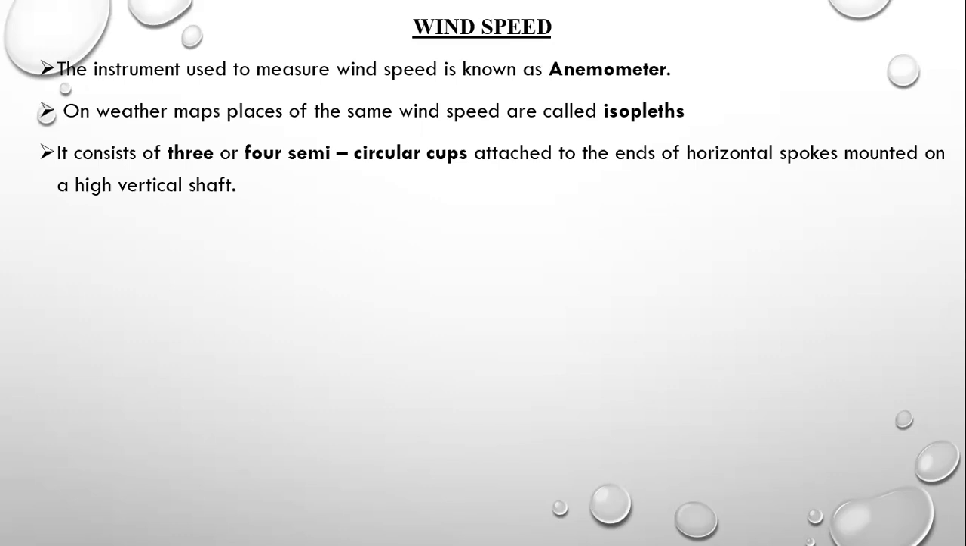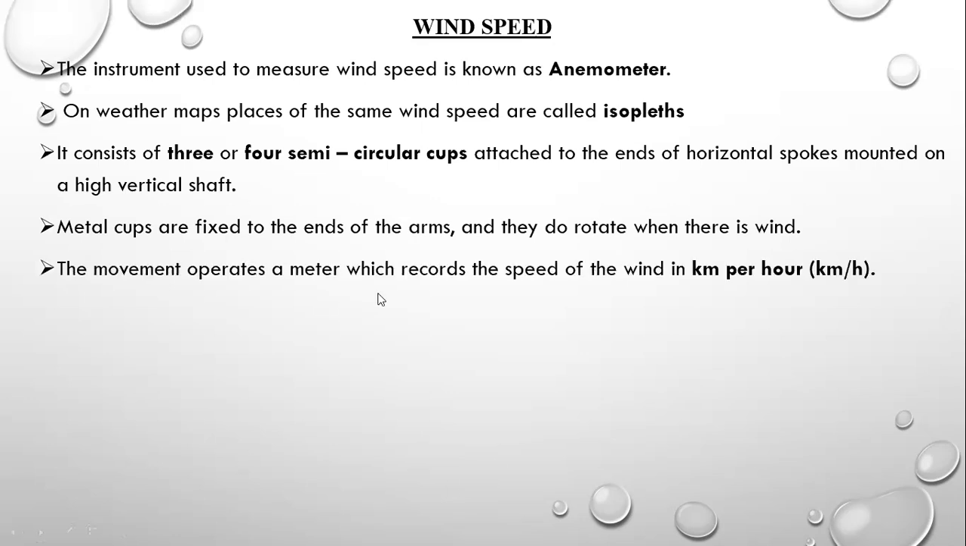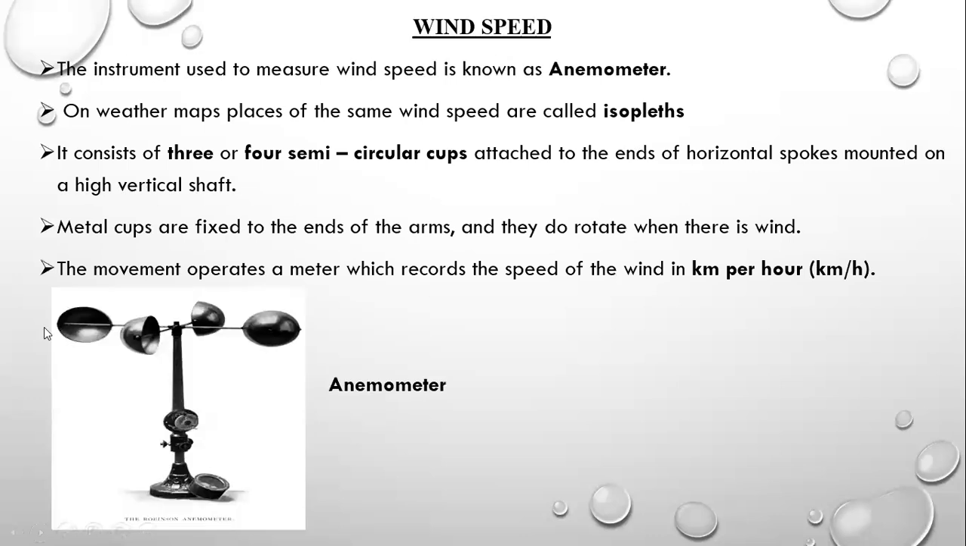attached to the ends of horizontal spokes mounted on a high vertical shaft. Metal caps are fixed to the ends of the arms and they rotate when there is wind. The movement operates a meter which records the speed of the wind in kilometers per hour. So the units of wind speed are kilometers per hour. So this is how an anemometer looks, with these semicircular cups.